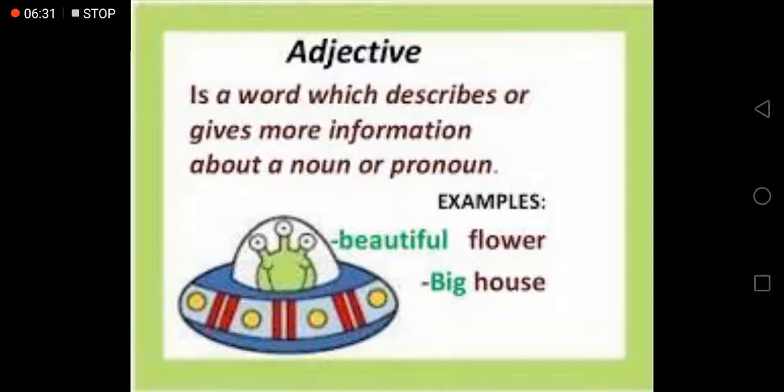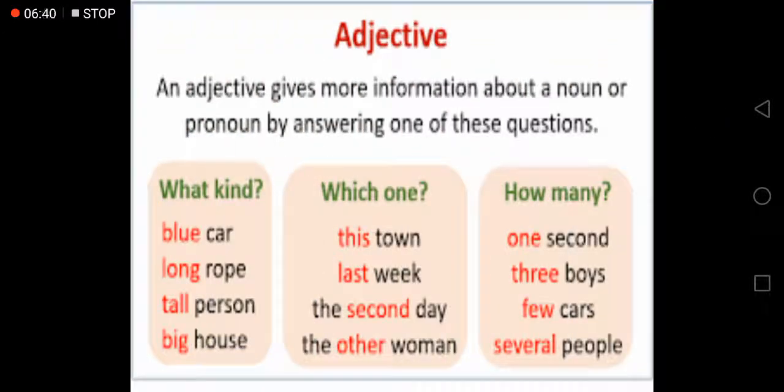Adjective is a word which describes or gives more information about a noun or a pronoun. For example, beautiful flower, big house. Here are some types of adjectives. As you know, they give more information about a noun or pronoun. They tell what kind of noun, like blue car, long rope, tall person, big house.